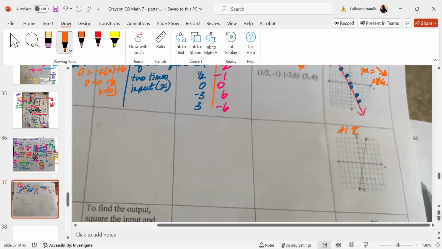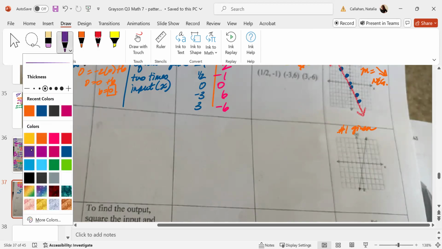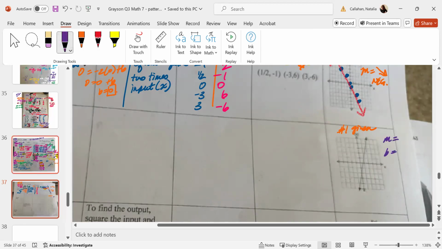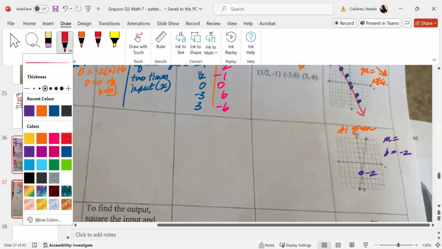Number 1, given. What are the two things you need from an equation? M and B. Yep, slope and y-intercept. Which one would be the easiest one to find so far? Y-intercept is always going to be at the y, right? So point to the point where the line crosses the y-axis. Is that negative 2? Right? Has to be on the y-axis, can't be on the x-axis.